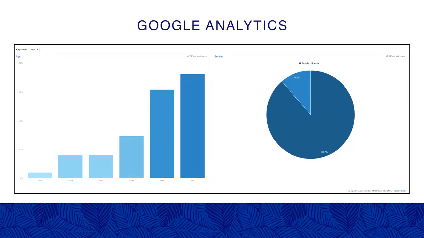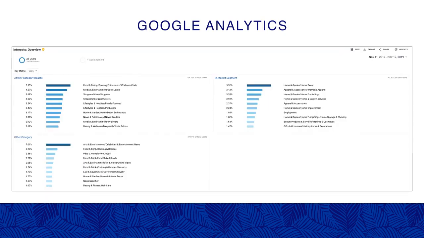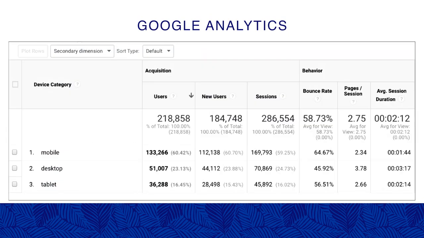So a couple ways you can do this is right inside Google Analytics, you can see your male to female ratio of your followers. You can see what age they are here. Google Analytics will also give you some of your psychographics, right? It'll show you what they're interested in. So our demographic are interested in food and dining. They're interested in media and entertaining. So Google Analytics will give you some of that data as well.